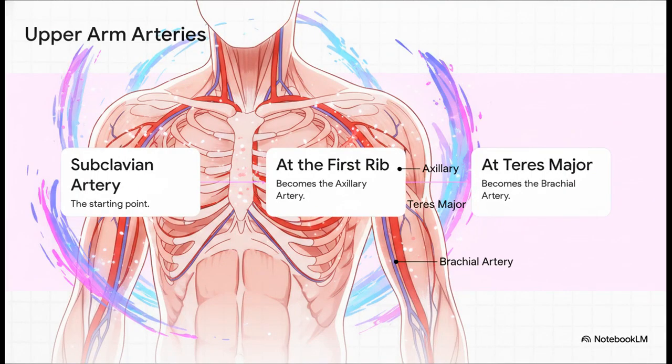Okay, so let's play what I call the artery name game. We start with the subclavian artery, right? As soon as it passes the first rib, boom, it gets a new name, the axillary artery. Then it keeps going until it hits the lower border of the teres major muscle. And yeah, remember, it's the major, not the minor, and once it crosses that line, it becomes the brachial artery. This progression, this flow, it's everything.